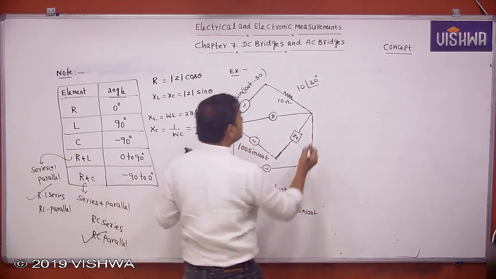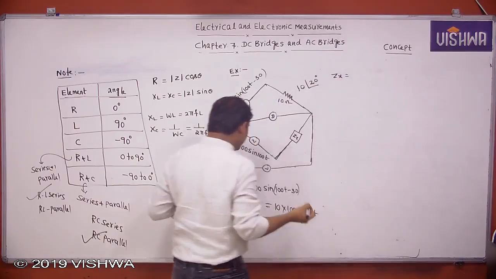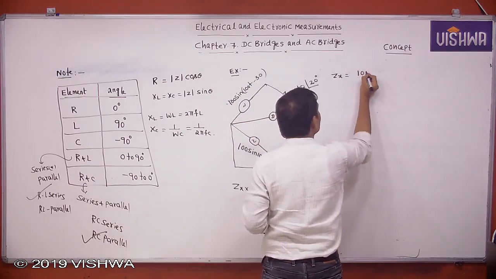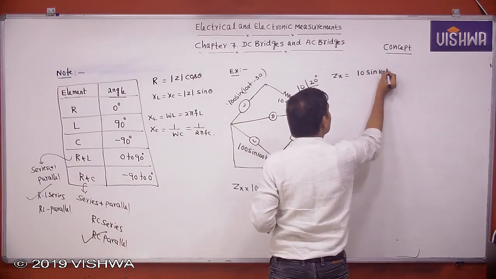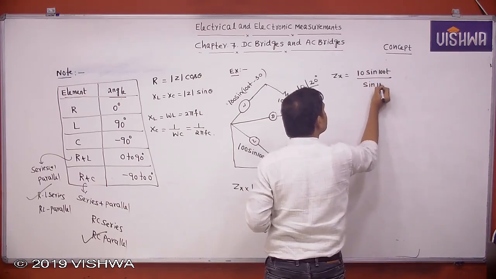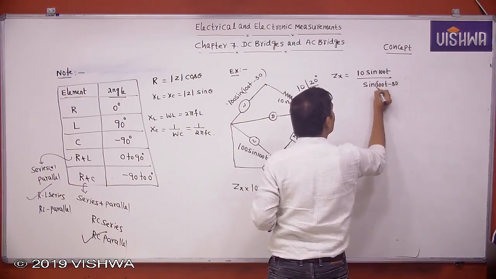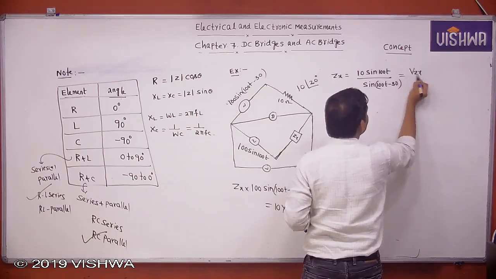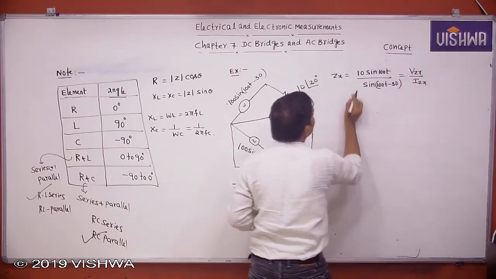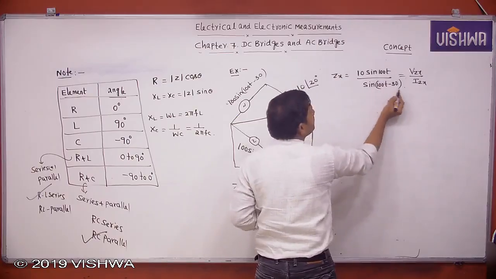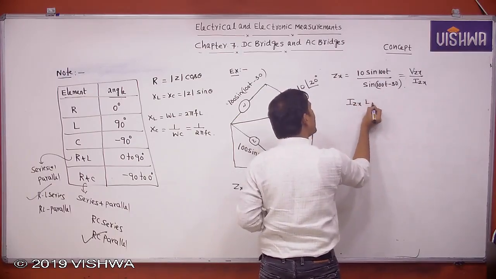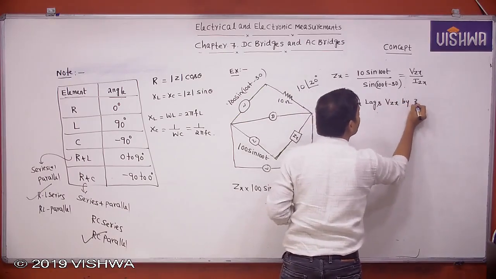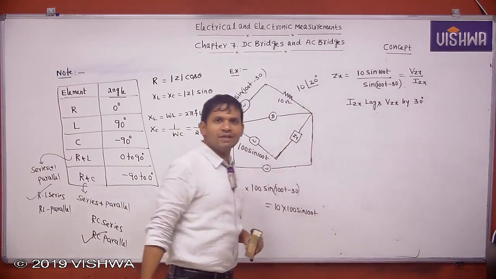Okay, now from this what is ZX, you tell me. ZX equal to 10 sin 100t by sin 100t minus 30. Now ZX is nothing but VZX by IZX. This is current, this is voltage. Now from this what is the observation? IZX lags VZX by 30 degrees.